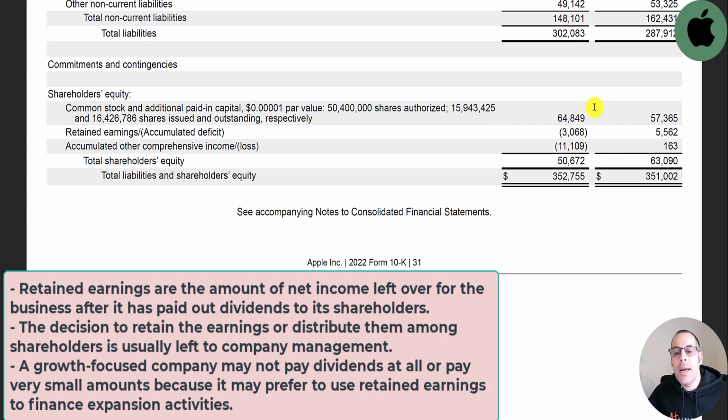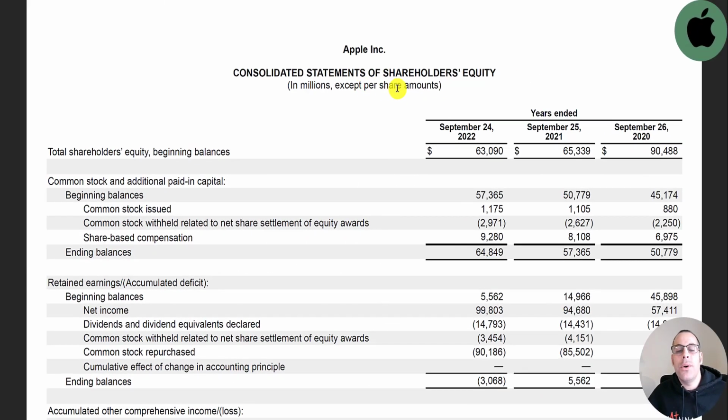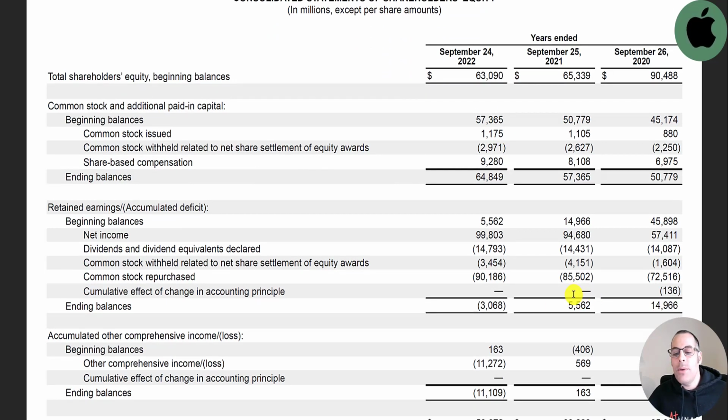Well, the best way to understand this number is to go down to the next sheet. This is the statements of shareholders' equity, and this shows us how their equity moves. You can see their equity went from $5.6 billion to negative $3 billion. Even though they were really profitable, their net income was $57 billion, $95 billion, and $99 billion. The reason they have negative equity is because they buy back so much stock. They bought back $90 billion of stock in 2022, $86 billion, and $73 billion. If they didn't buy back all their stock, they'd have $87 billion of retained earnings.